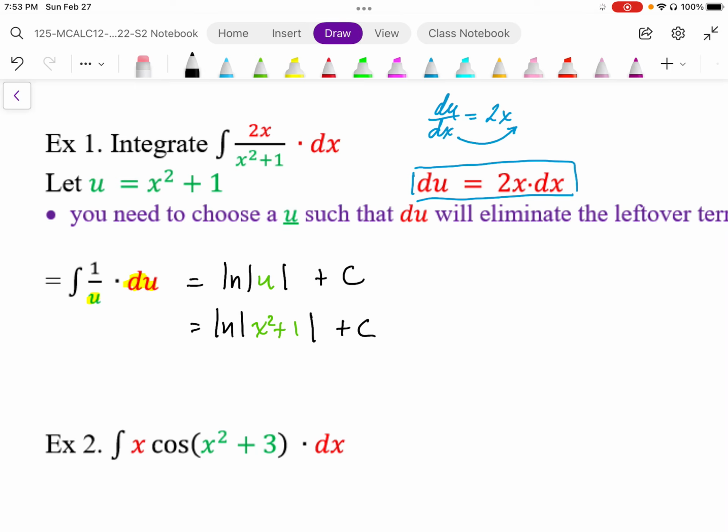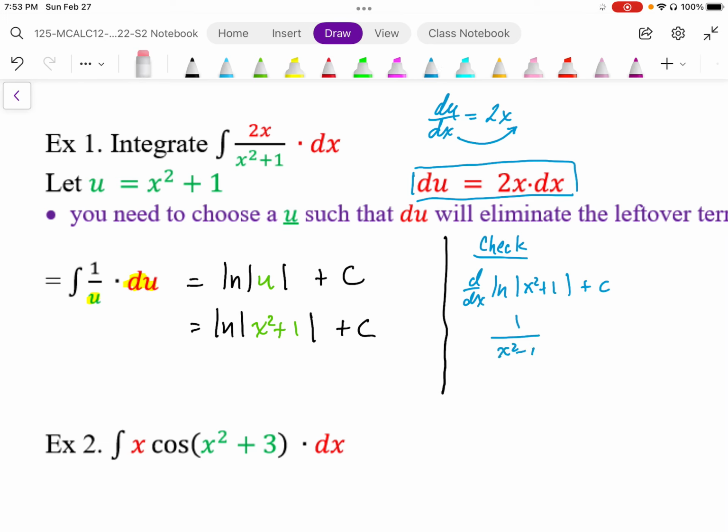So let's see what happens here, because this is hard to see, but it's going to be a little bit easier to see what happened when we differentiate. So we're just going to check this by differentiating it. I'm going to differentiate log of x squared plus 1, plus c. The derivative of log is going to be 1 over x squared plus 1.